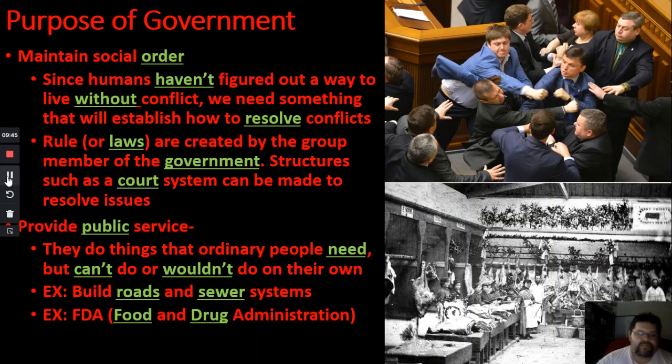Next one, provide public service. Now, there are some things that we as people truly need, but we won't voluntarily do it, or we can't do it. Usually when we can't do something, it's because we don't have the knowledge. Like filling up a pothole in the road. A lot of people don't know how to fill a pothole up. And you know what? That's okay.